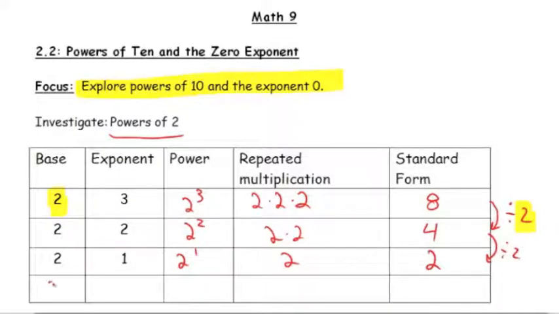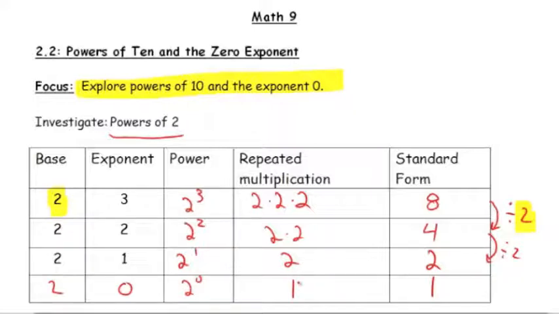So if we keep going down and we do an exponent of 0, we get our power. We write that as 2 to the power of 0. And then as repeated multiplication, that would just be, what's 2 divided by 2? That would just be 1.